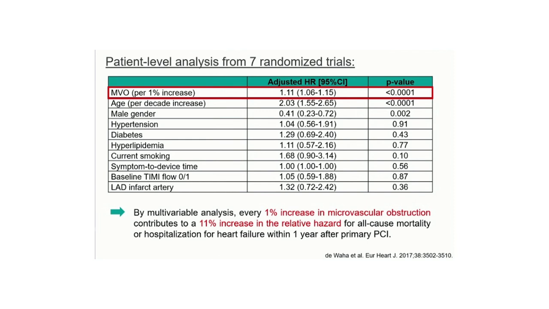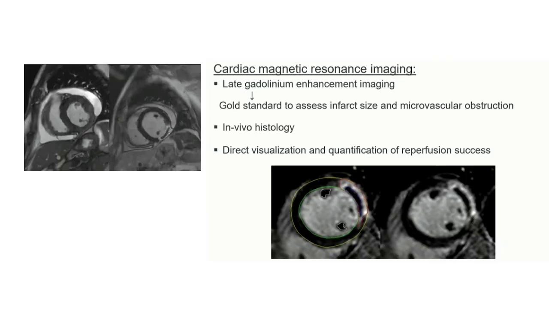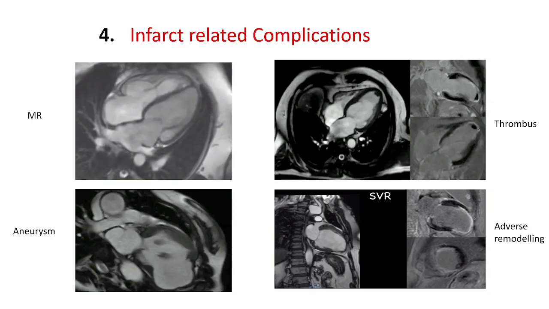And it is found that a 1% increase in microvascular obstruction increases the relative hazard by 11% for all-cause mortality, hospitalization, and heart failure within 1 year after primary PCI. So MRI can detect and quantify the reperfusion success. This is an inferior MI with complicated pericardial effusion and transmural infarction containing microvascular occlusion, and a lateral MI from the LCX territory containing microvascular occlusion.